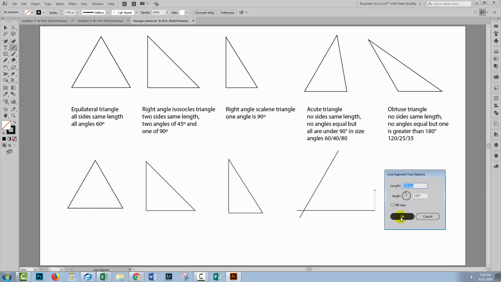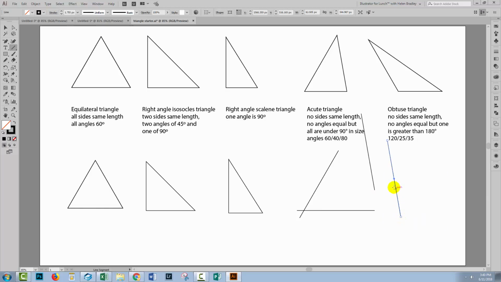I'll click OK. I ended up with two of them. I just want one. So let's just take this one. And what I'll do is just place it in position because it doesn't matter again where this goes on these lines because we're drawing a triangle by the number of degrees, not by the length of its side. And we can scale it up or down later on.